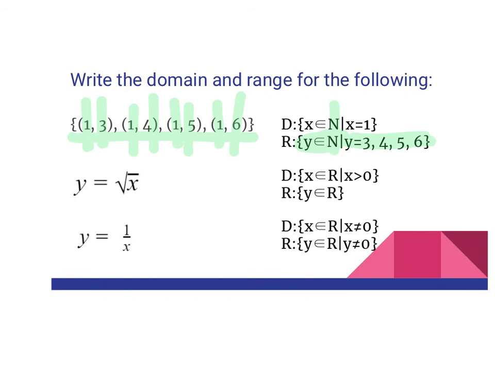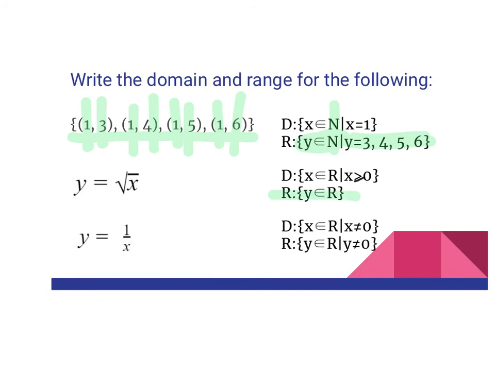Now the square root function, we cannot take the square root of a negative number. I apologize, I need to have an equal sign under here. The square root function, because we cannot take the square root of a negative number, x always has to be greater than or equal to 0. And there is no restriction on the y values.